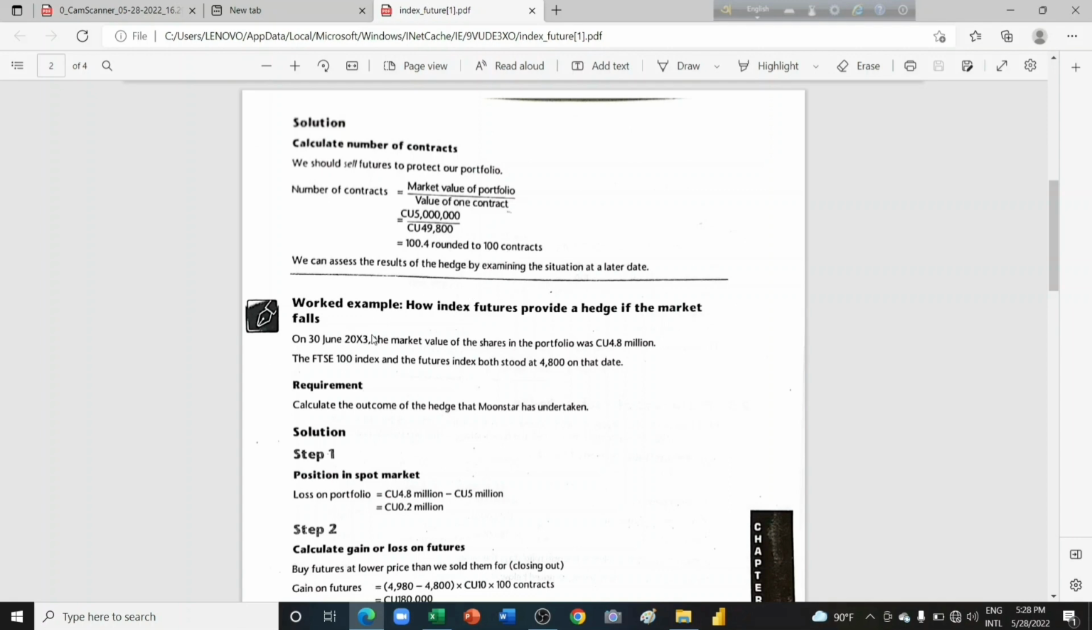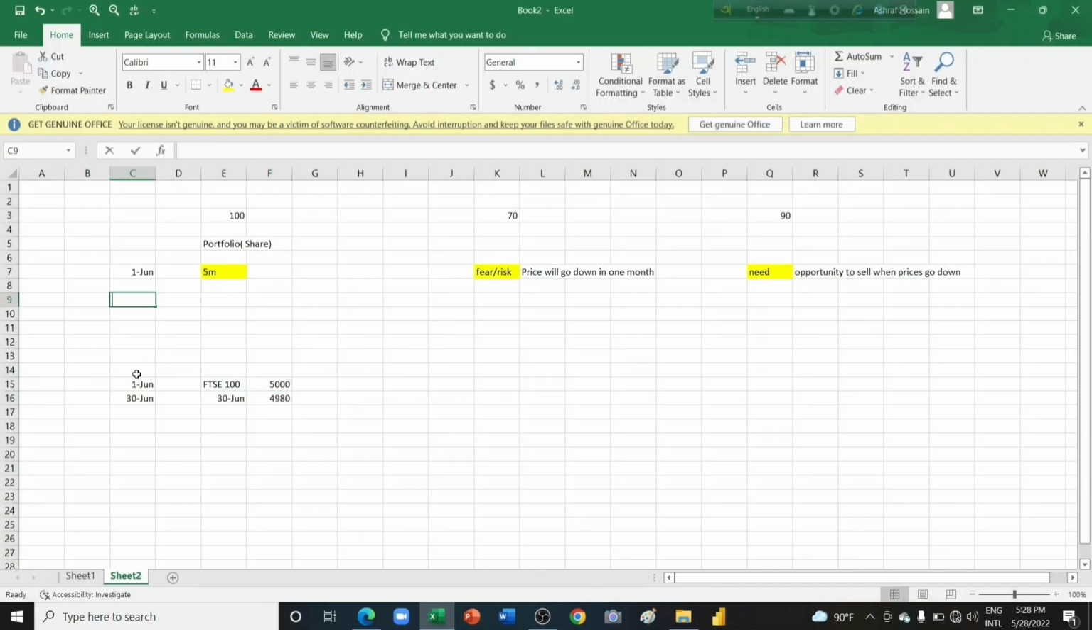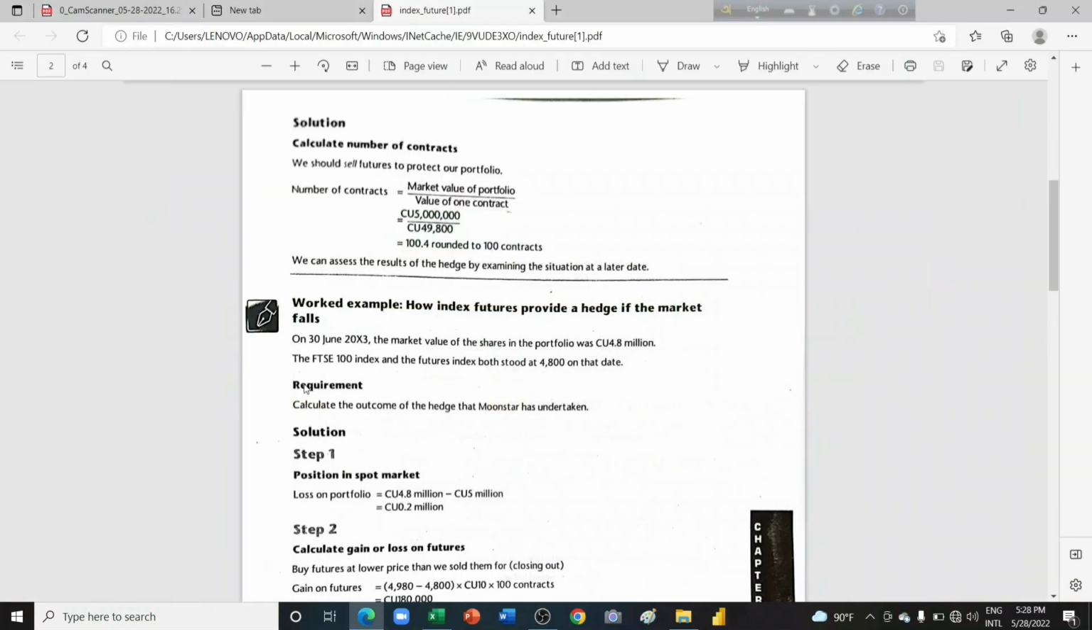Now we are going to assess what's going to happen on 30 June. First, let's assume how index futures provide a hedge if the market falls on 30 June. So our fear came true, the market indeed fell. So how did the derivative provide us safety from this? On 30 June, the market value of the shares in the portfolio was $4.8 million. So on 30 June, what happened? The value of my portfolio fell to 4.8 million. The FTSE 100 index and the futures index both stood at 4,800 on that date.